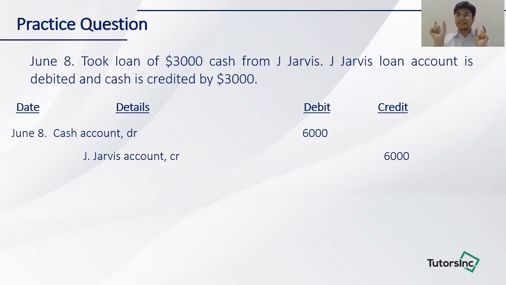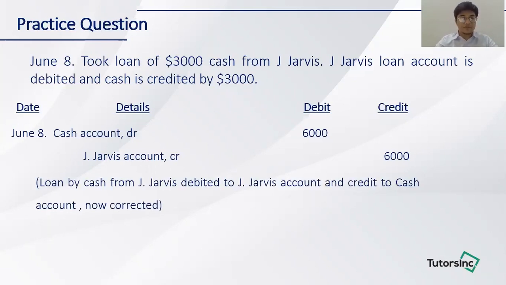But if we enter $6,000 on the debit side of cash account and divide it into two parts, which means it has two parts of $3,000 and $3,000, the first $3,000 is going to offset the mistake we have made on the credit side, and the rest is going to make sure that the transaction has been completely recorded on the debit side of the cash account, which is actually the correct side by the correct amount. And the narration for this error is going to be: loan by cash from J Jarvis debited to J Jarvis account and credited to cash account is now corrected.